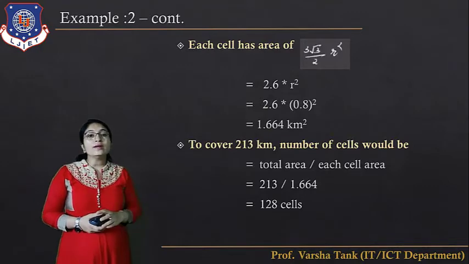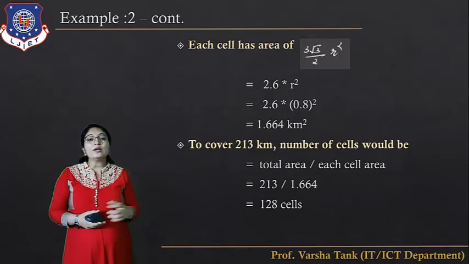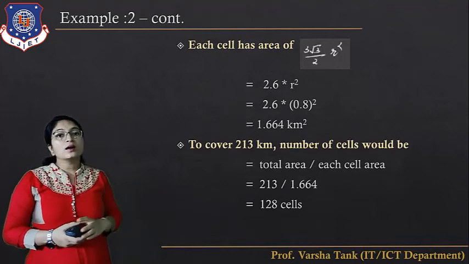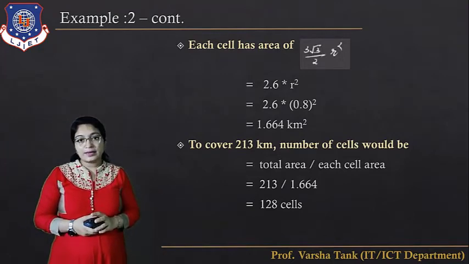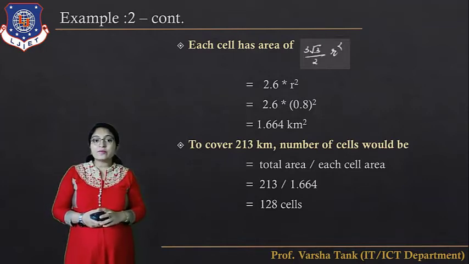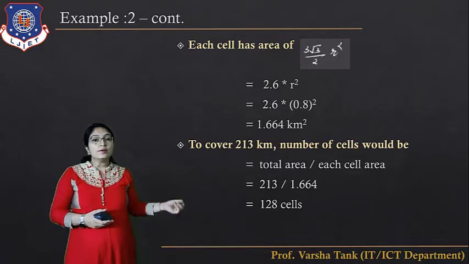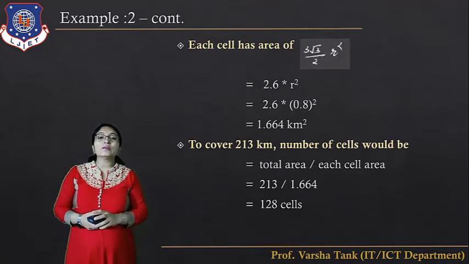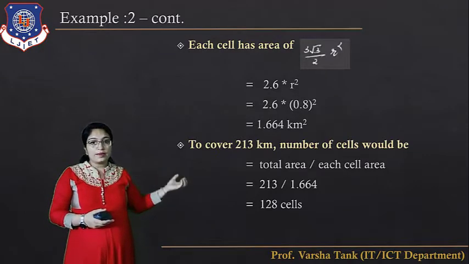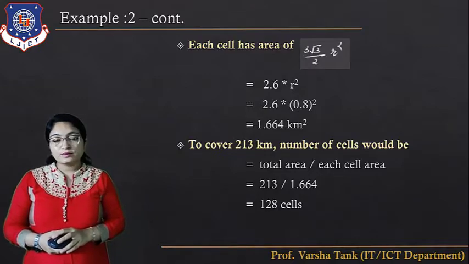Now to cover 213 kilometer, how many cells are required to cover the 213 kilometers area? So the number of cells is total area divided by each cell area. So total area is what? 213, and each cell area that we have recently found out, that is 1.664. Whenever you do the calculation, you will get 128 cells. So here we can say to cover the 213 kilometer, you require 128 cells.